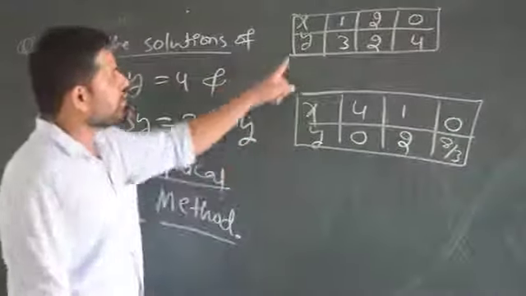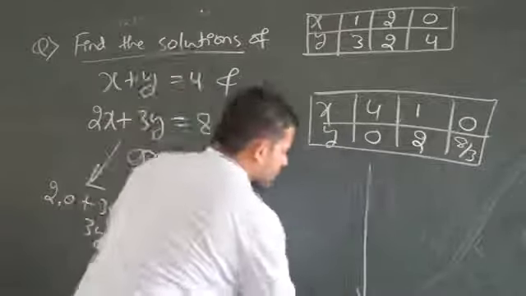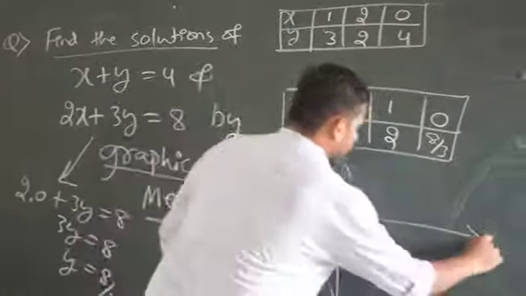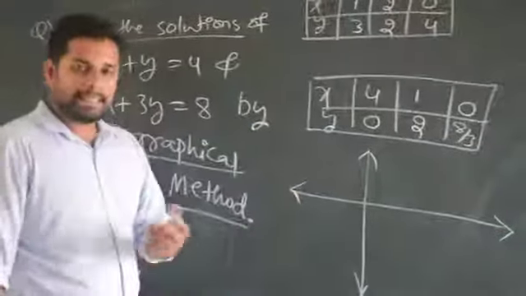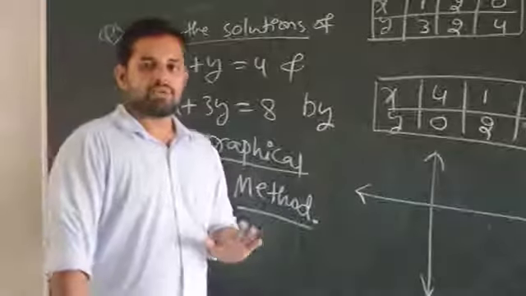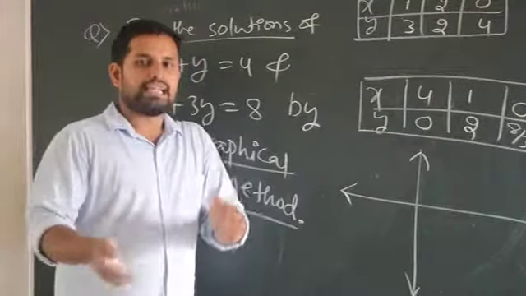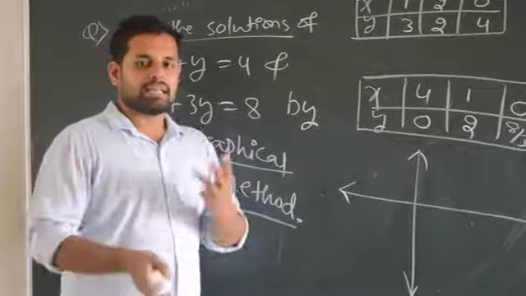Now will you get a graph for this and this? Definitely. We are going to get two graphs. Those graphs can be intersecting, or those graphs can be coinciding, or those graphs can be parallel. Coinciding, intersecting and parallel. Three conditions are possible.